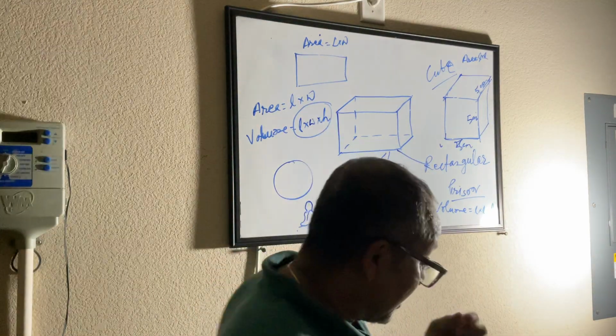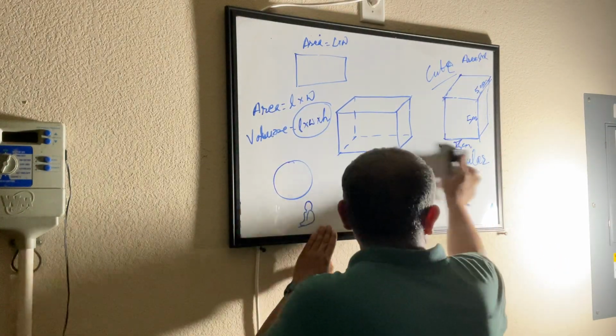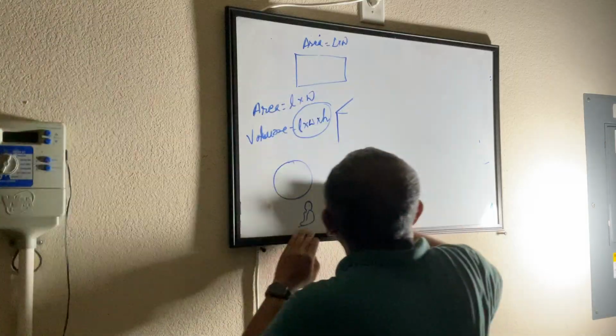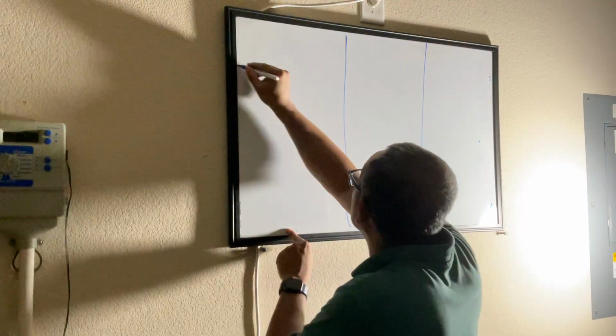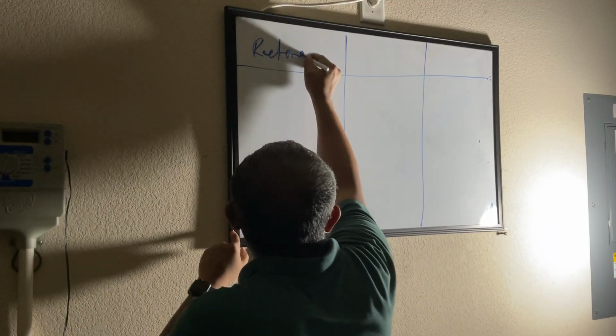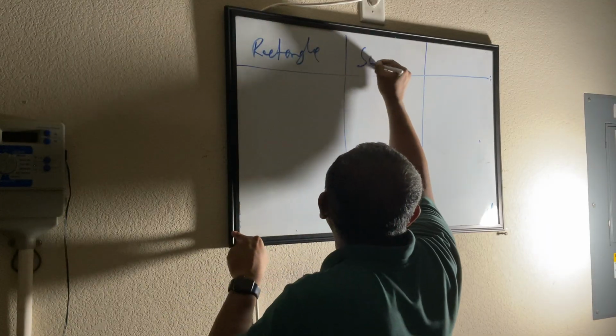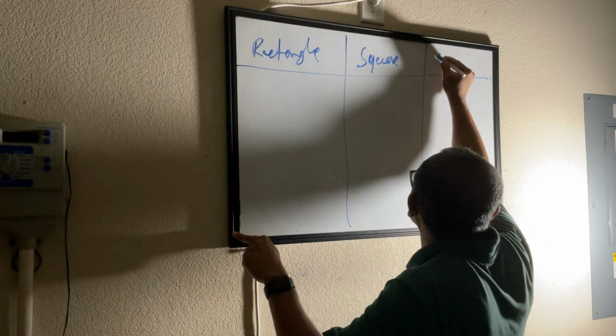So now, again, we have not looked at anything complicated so far. Now how will you relate things? Let me put them into 3 buckets. This is the rectangle bucket. This is the square bucket. And this is the circle bucket.